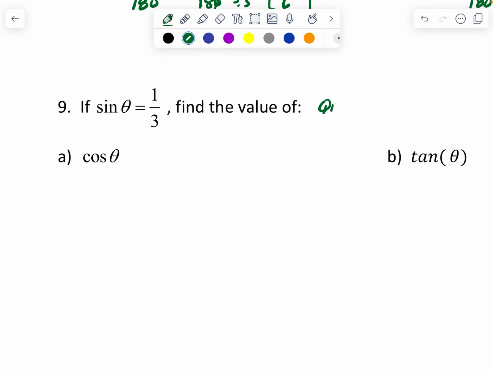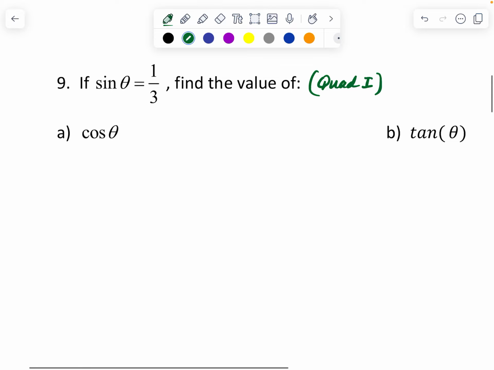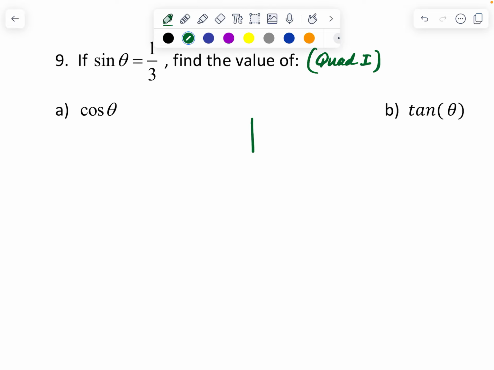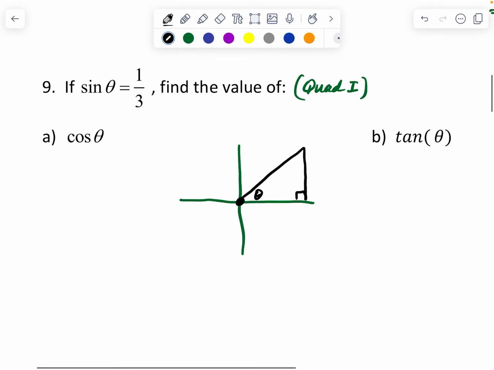This one's going to tell you what quadrant it's in. So this one, I believe we want it in quadrant 1. So what I'm going to do here is draw a triangle in quadrant 1. Sorry about that. That's not a very good X and Y axis, but it's okay. Remember, you need to know how you draw your triangles. If you're in quadrant 1, you're going to start at the center there, kick out your hypotenuse, and then go straight down to the X axis. Here's your angle theta. Now we know that sine means opposite over hypotenuse.